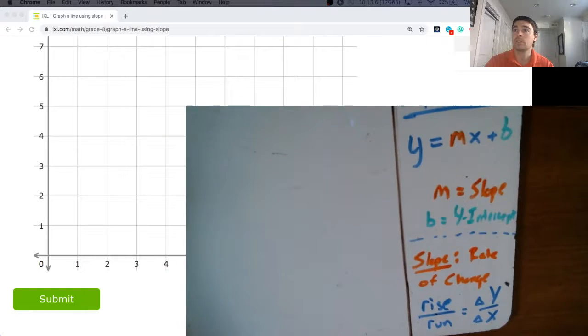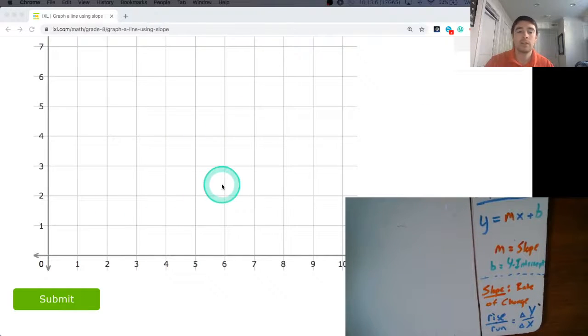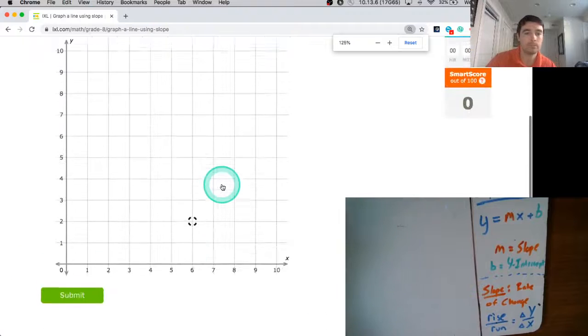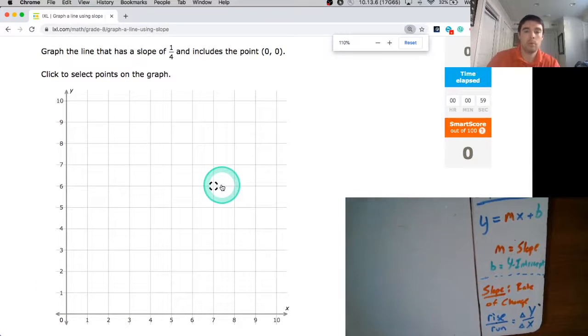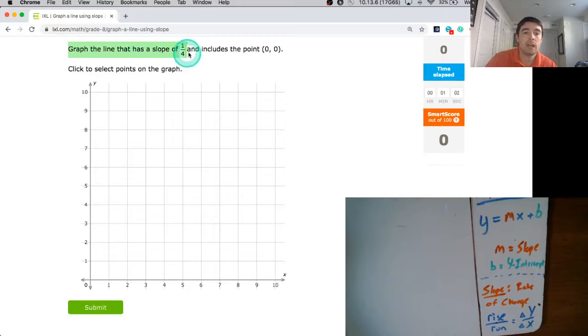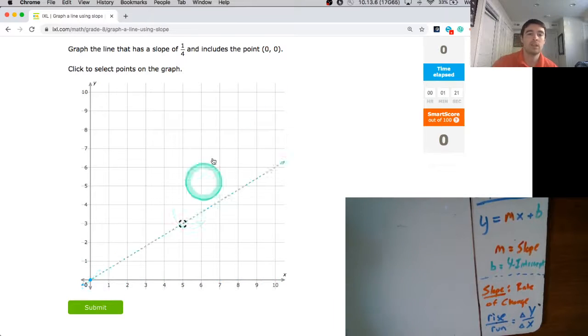I'm going to make the whiteboard a little smaller. We see this large graph here, and I'm going to have to zoom out just a bit. They've asked us to graph the line that has a slope of 1/4 and includes the point 0, 0. It says click to select points on the graph. For this assignment, they're always going to give you a starting point. In this case, the original point starts out at 0 and 0, the origin. So I'm going to click a point there. It also has a slope of 1/4, what I'm highlighting up there.